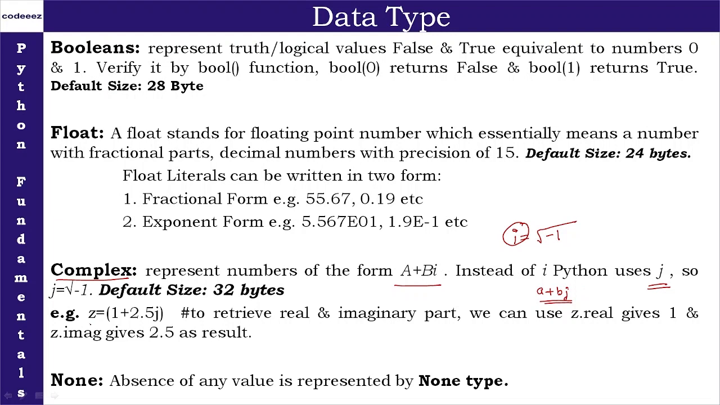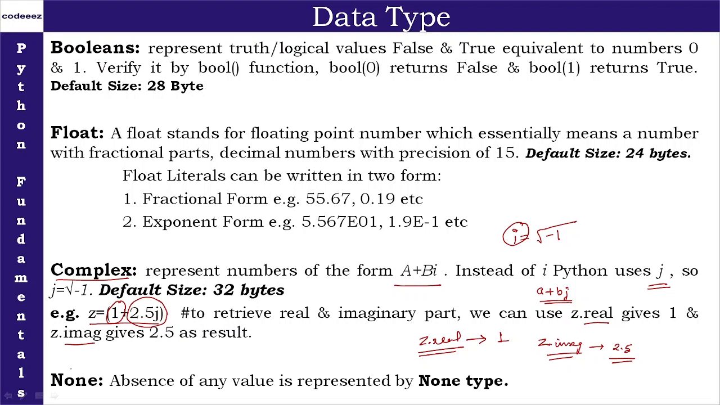Suppose a number is z equals 1 plus 2.5j. This number has two parts. The first part is the real part and the second part is the imaginary part. Here the value 1 is the real part and the value 2.5 is the imaginary part. We can bifurcate these two values by making use of the dot operator and the keywords real and imag. If we write z.real, we get 1 as a result, and if we write z.imag, the result we get is 2.5. This is how we can bifurcate the real and imaginary parts of a complex number. The default size of a complex number is 32 bytes.